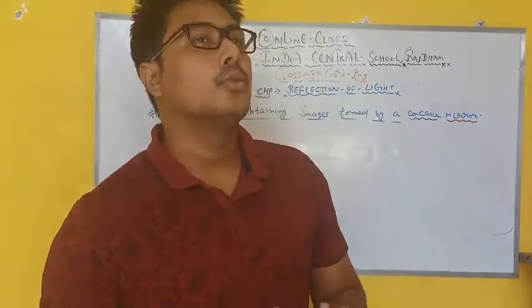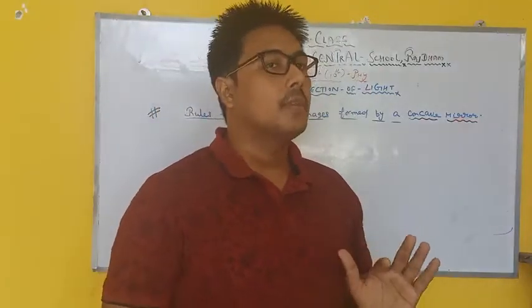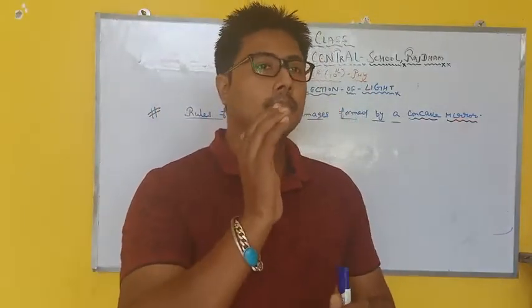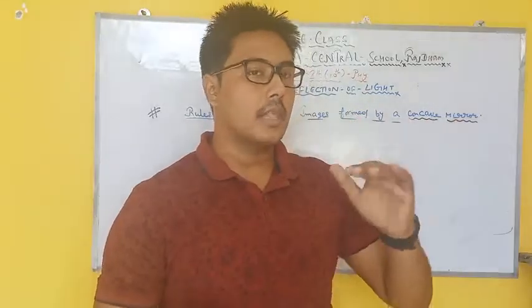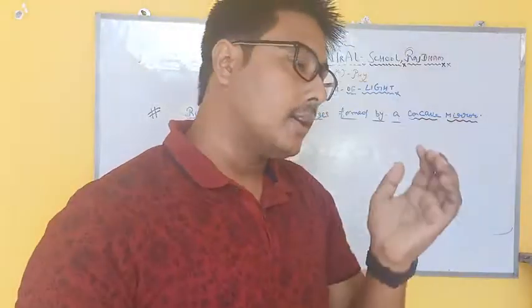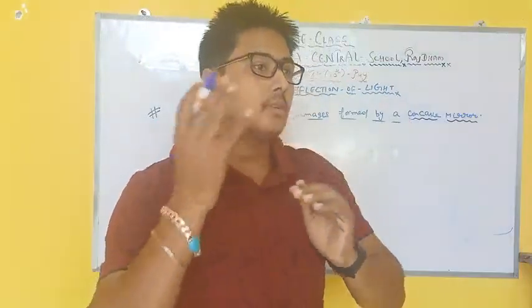As I have already told you, there are two types of mirrors, concave mirror and convex mirror. As I have shown you, if you take a spoon, the inner part and the outer part, the inner part is the concave, the outer part is the convex.